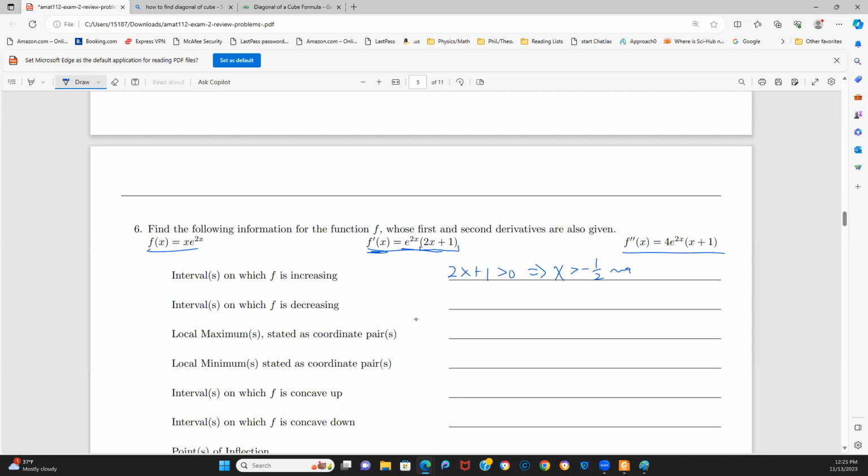And then in interval notation, that will just be negative 1/2 to infinity. So when 2x plus 1 is positive, the first derivative is positive, hence it's increasing on that interval. And then it's decreasing when 2x plus 1 is negative, which is equivalent to saying x is less than negative 1/2. And so now the interval on which we're decreasing is negative infinity to negative 1/2.